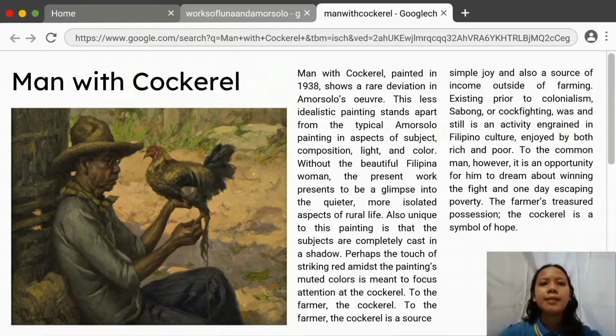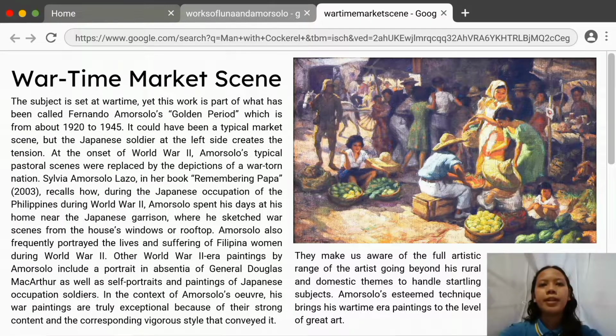This is about a practice prior to colonialism, sabong or cockfighting, that was and still is an activity ingrained in Filipino culture, enjoyed by both rich and poor. To the common man, however, it is an opportunity for him to dream about winning the fight and one day escaping poverty. Wartime market scene.